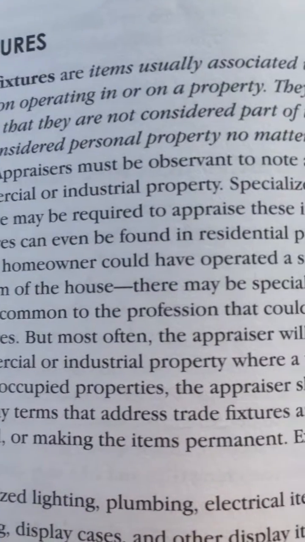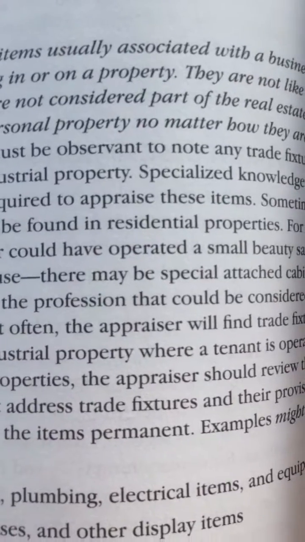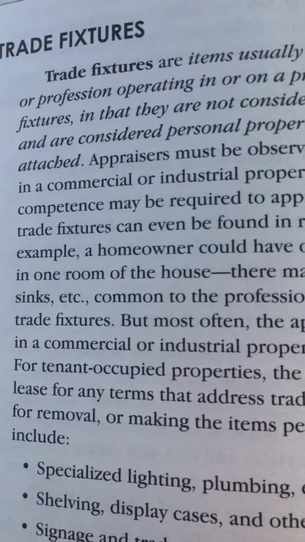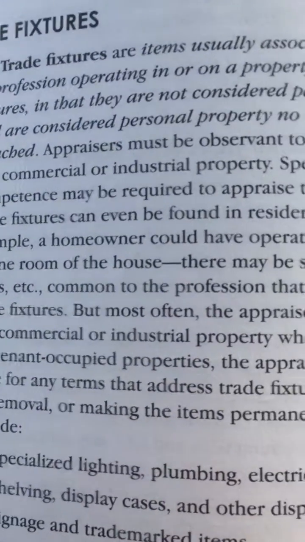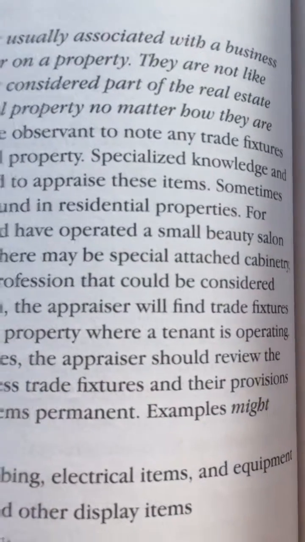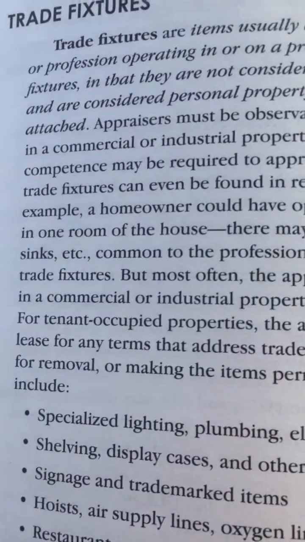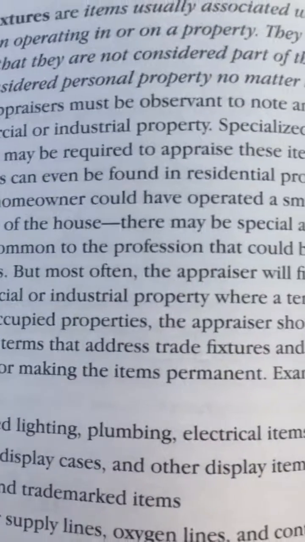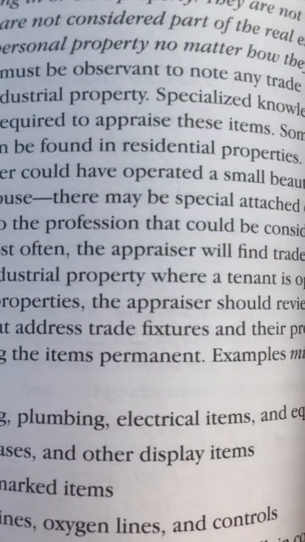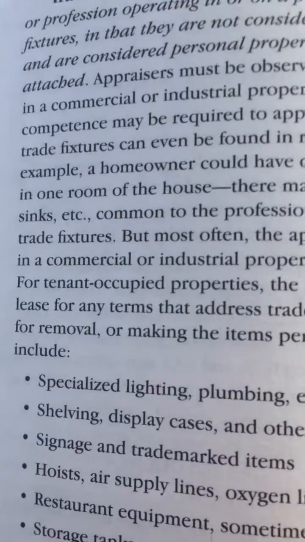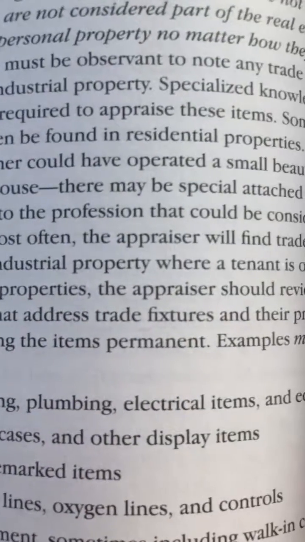Sometimes trade fixtures can even be found in residential properties. For example, a homeowner could have operated a small beauty salon in one room of the house. There may be special attached cabinetry, sinks, etc. common to the profession that could be considered trade fixtures. But most often, the appraiser will find trade fixtures in a commercial or industrial property where a tenant is operating.